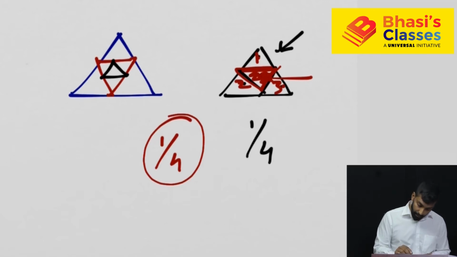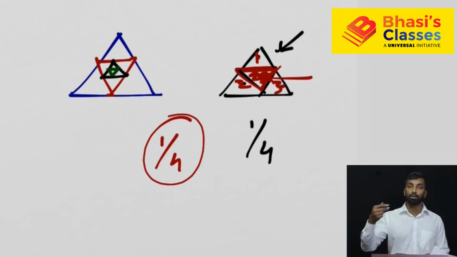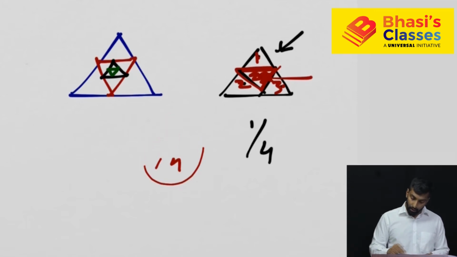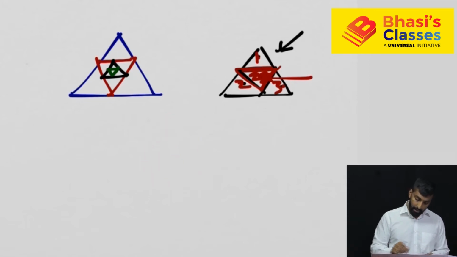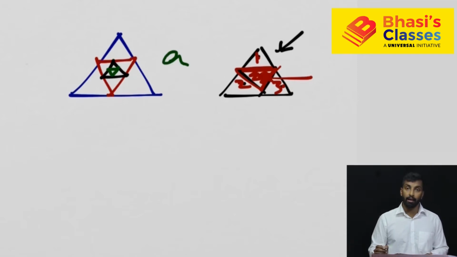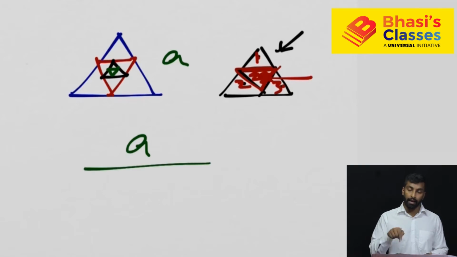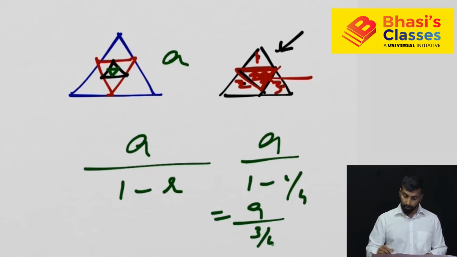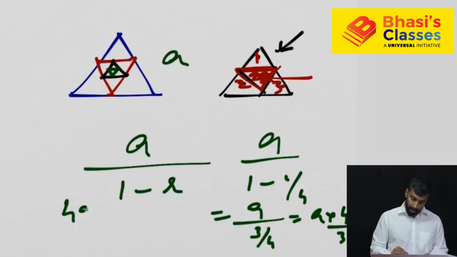Now keep on adding the triangles here. So this is also going up to infinity, right? If I give you the outer area A in an equilateral triangle, what is the answer for the sum of all the areas? A divided by 1 minus r, right? So what is r here? A divided by 1 minus 1 by 4. That is nothing but A by 3 by 4, which is A into 4 by 3, or 4A by 3.